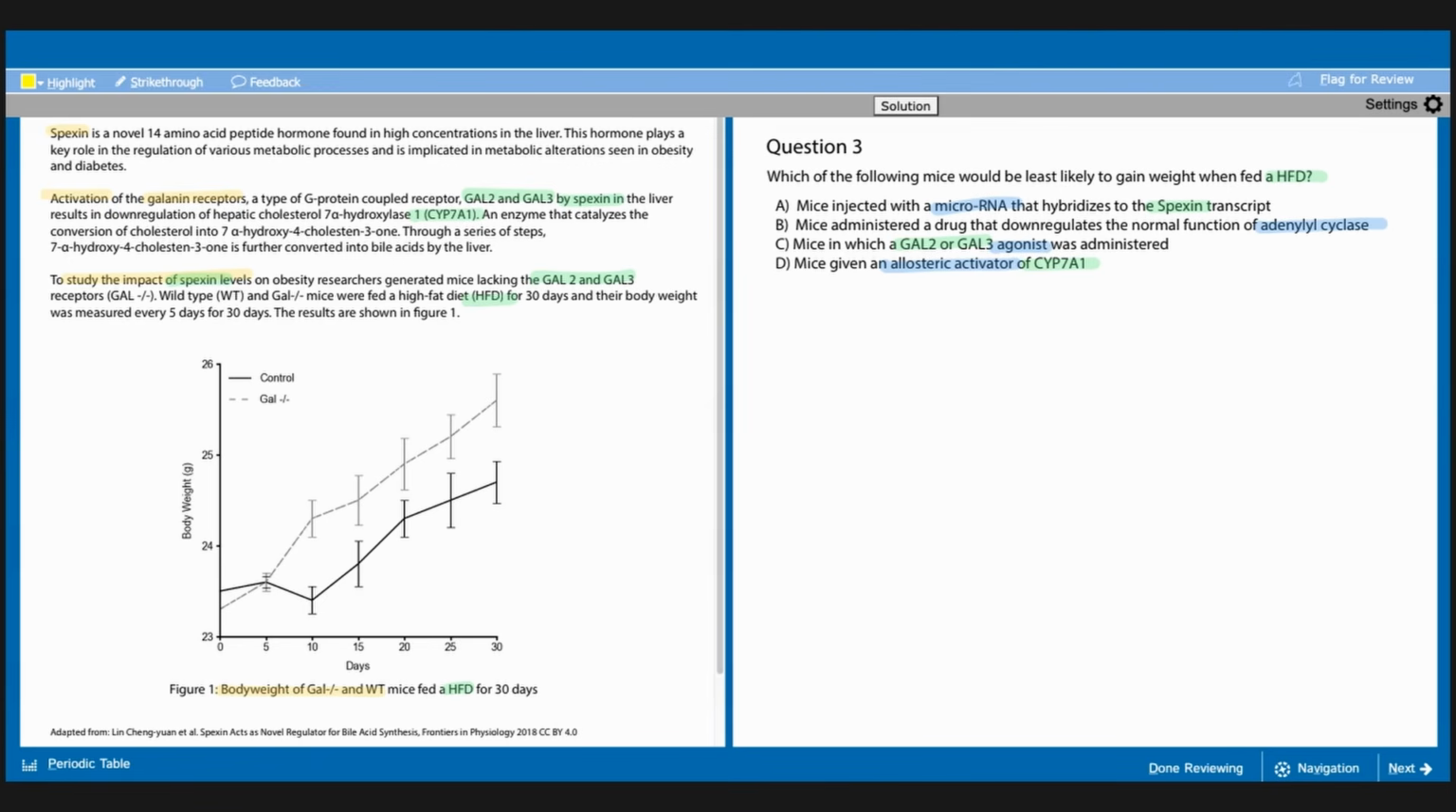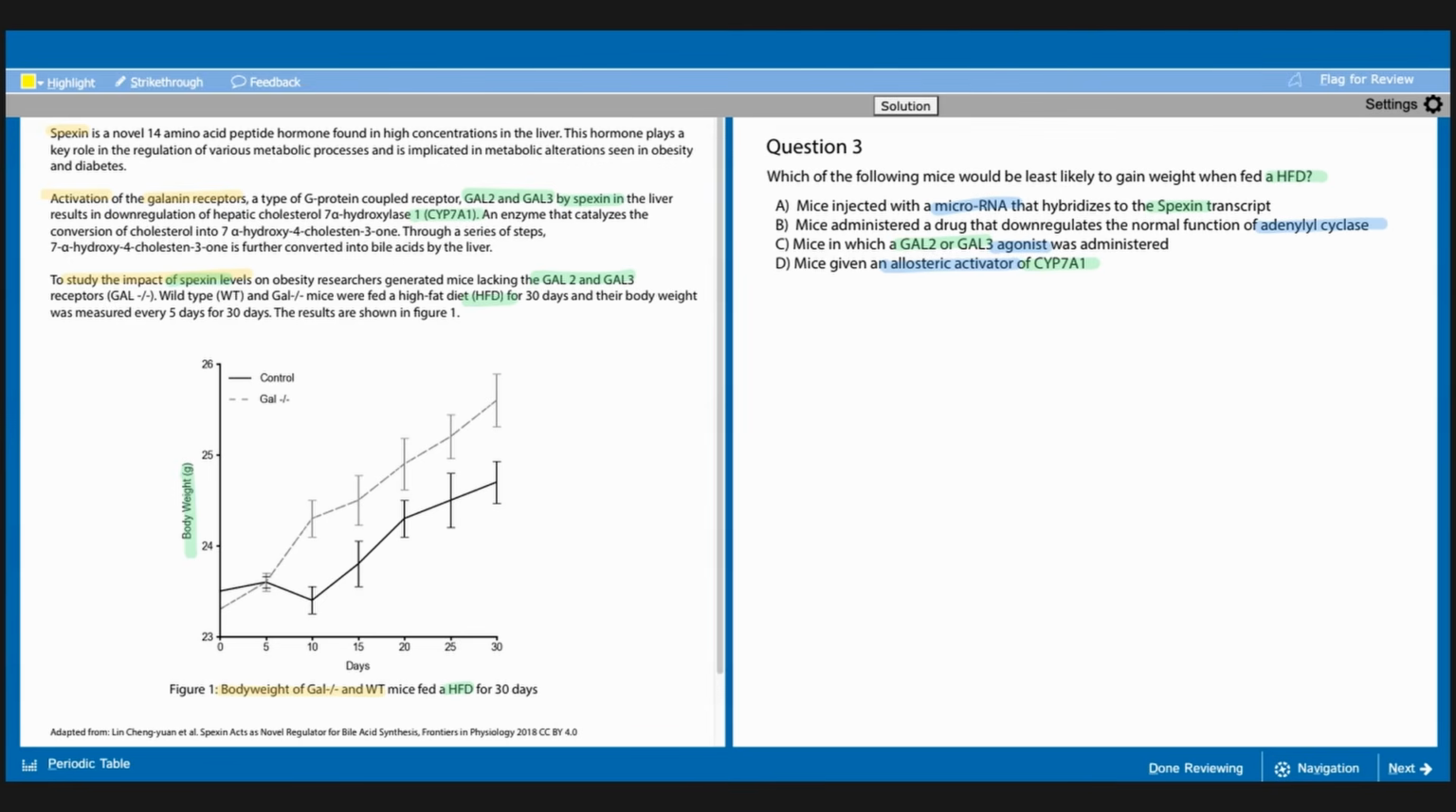So I would look at this graph, and that is where I see the figure 1 caption says that this is the body weight of the gal minus and the wild-type mice fed a high-fat diet for 30 days. So since I'm looking for something that's going to be least likely to gain weight, I would begin by looking at these two different conditions here, describing what they are on the basis of the methods, and then just labeling them as either they gained more weight or they gained less weight.